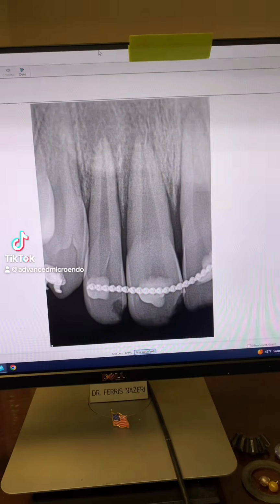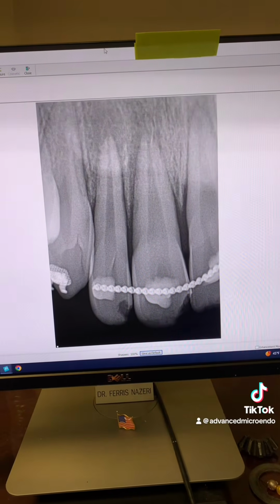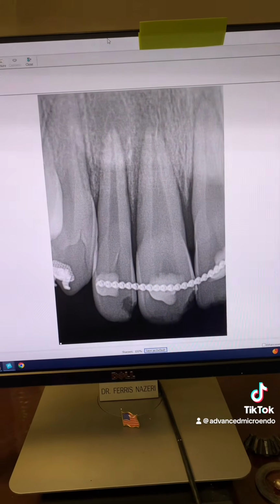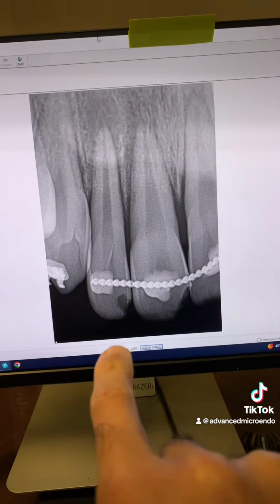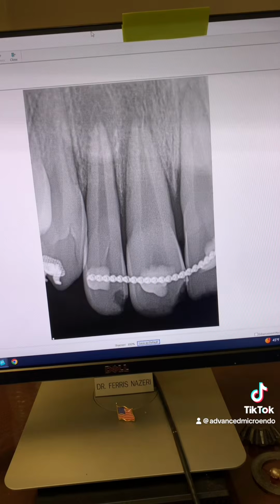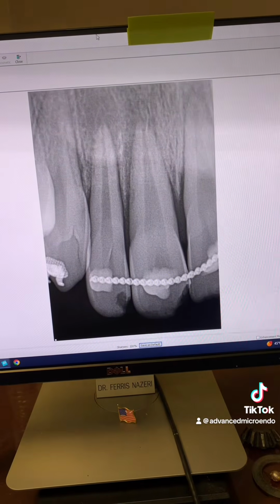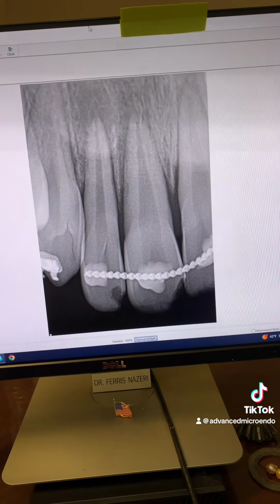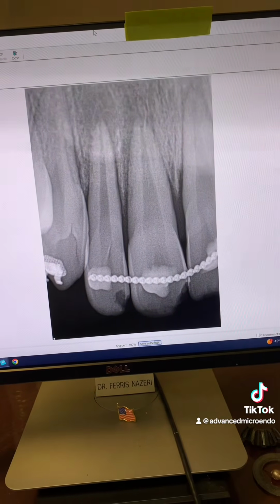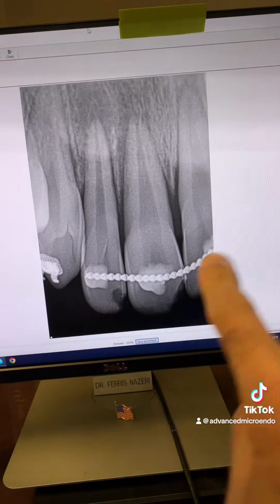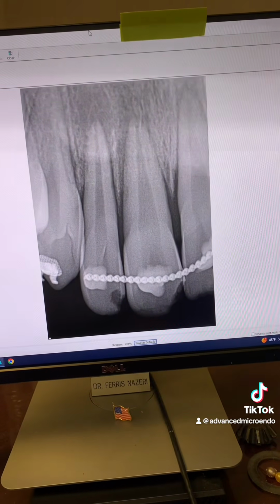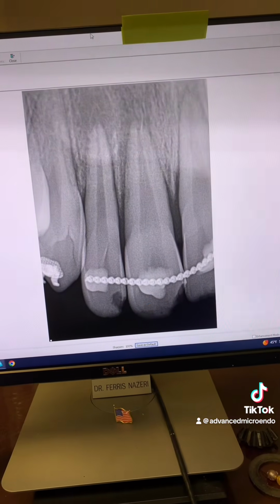This 13-year-old male patient fell off his bike about 2 months ago and traumatized teeth number 7, 8, and 9. All three teeth were partially avulsed according to the mother. He was taken to his dentist and the teeth were repositioned and, as you can see, splinted. And then he was referred to us for consultation and endodontic treatment.